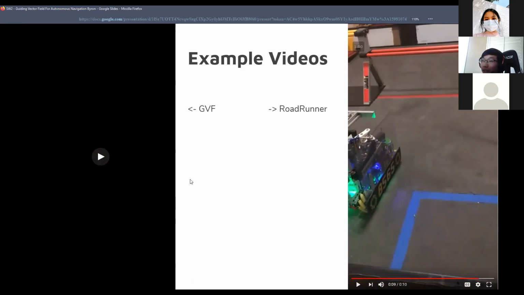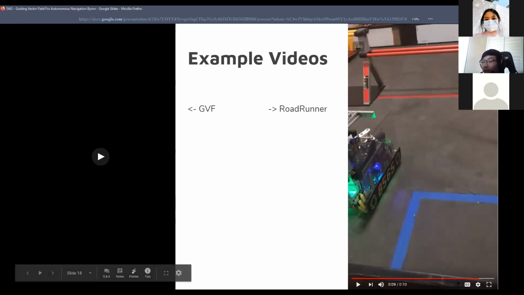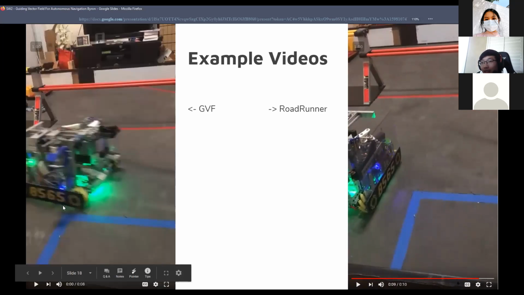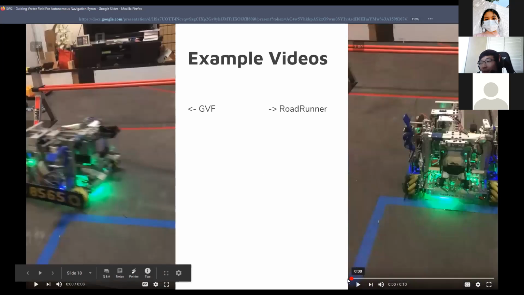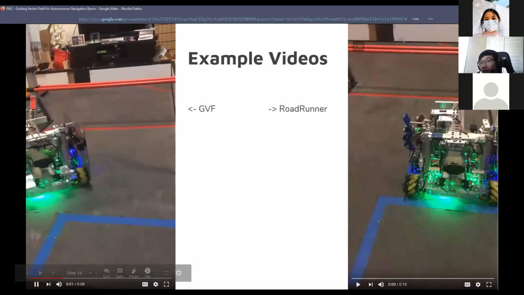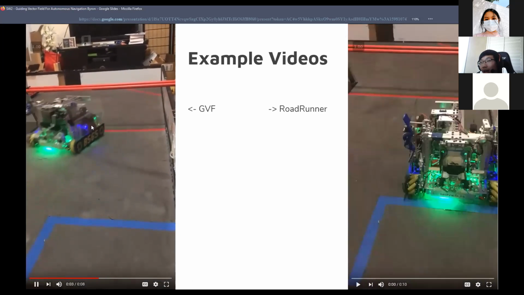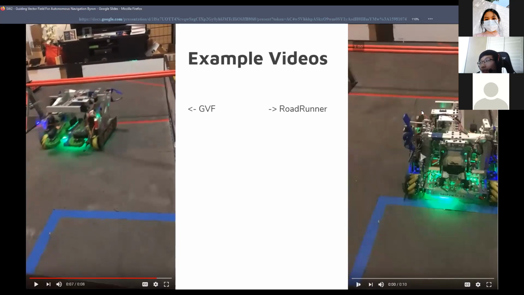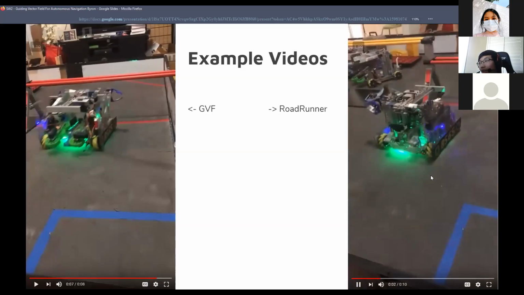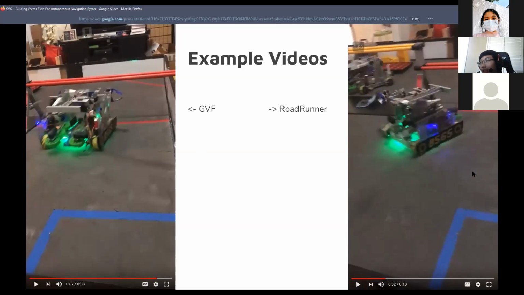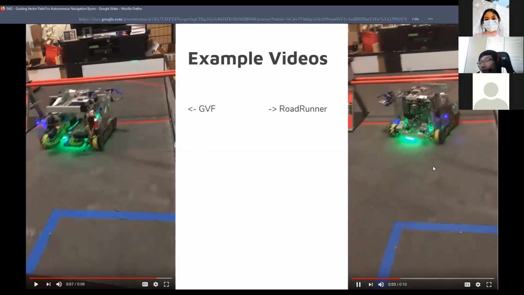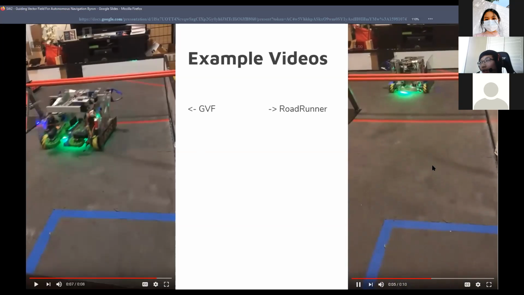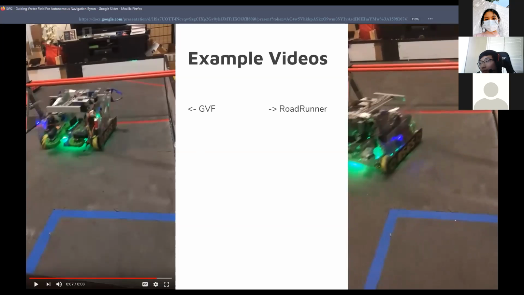However, you might notice that this video is 10 seconds long and this video is 8 seconds long. And if you compare it side by side, you can actually see that GVF is moving, and especially here, turning a lot faster than Roadrunner is. So there definitely are some advantages to using GVF over Roadrunner.